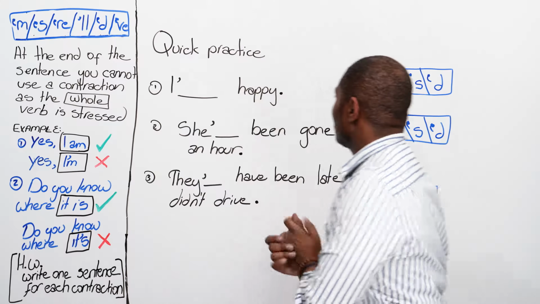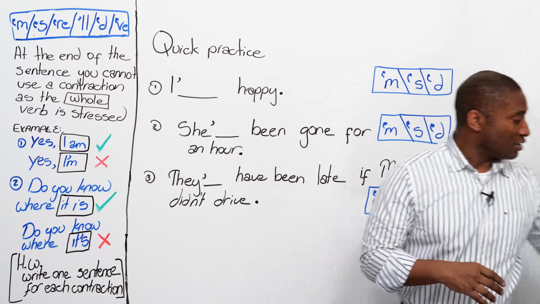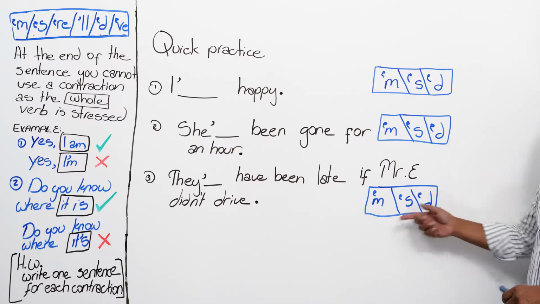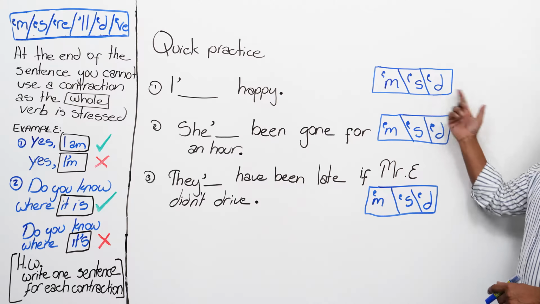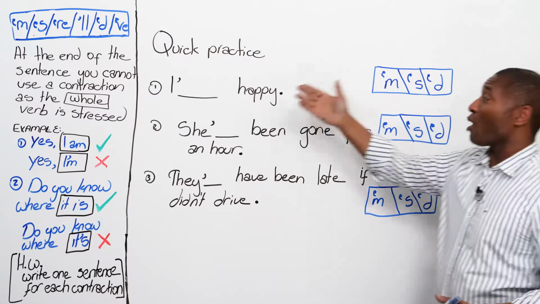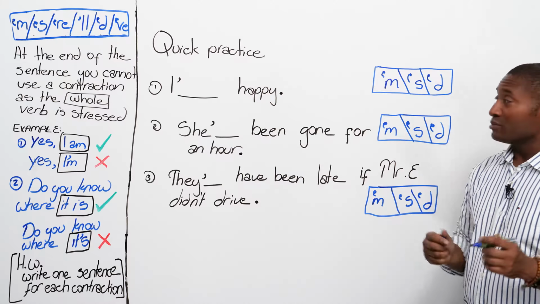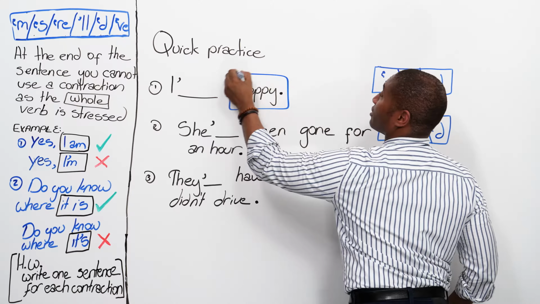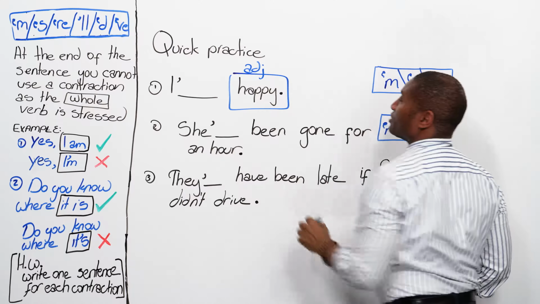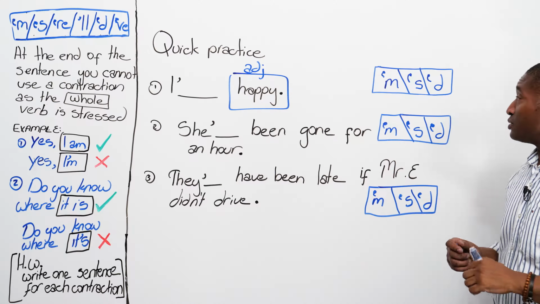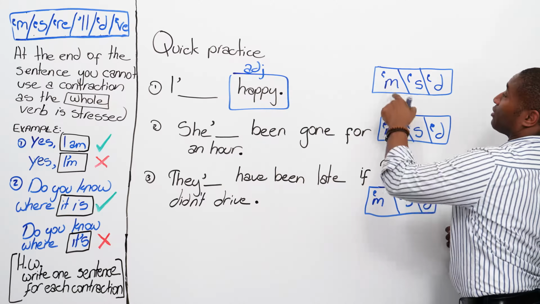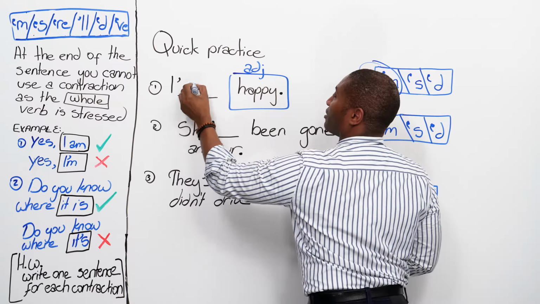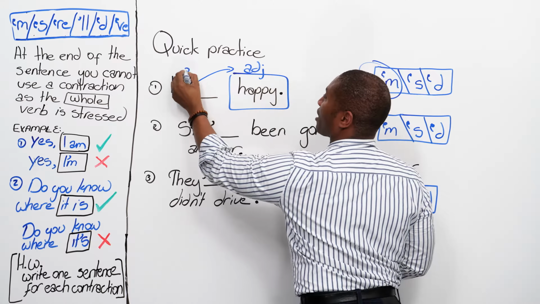Okay, let's go. So here's our quick practice. Now you'll notice that I have up here M, S, and D, M, S, and D, M, S, and D. So you're going to want to figure out what this actually stands for and why we're going to put it here. So let's look at the first sentence. Happy is an adjective, right? Happy is an adjective. And what did we say goes with adjectives? The verb to be, correct? So we're going to put this one. This one's an easy no-brainer. I'm happy. Because this goes here and it's where I am.